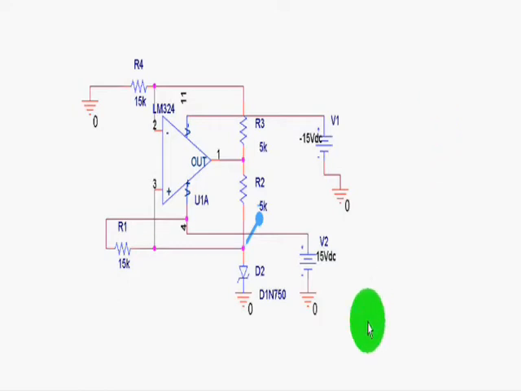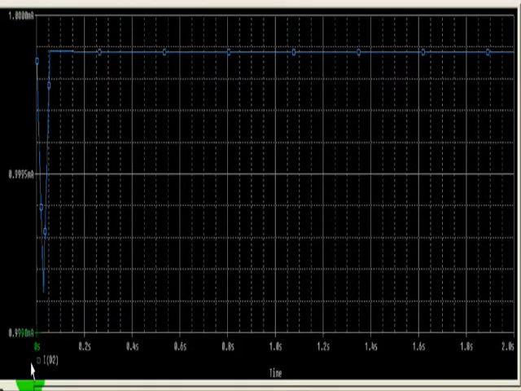This is our circuit set up with the Zener diode. It lets the current flow through it pretty freely. Here's the simulation for that circuit, and after some initial instability, it steadies out pretty close to 1 milliamp, which is the ideal value that we would want.